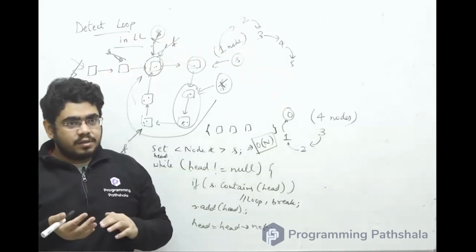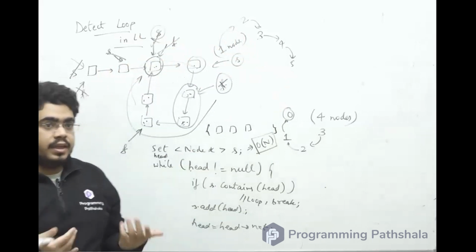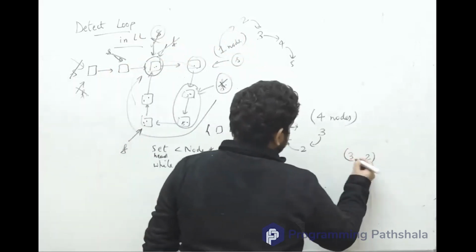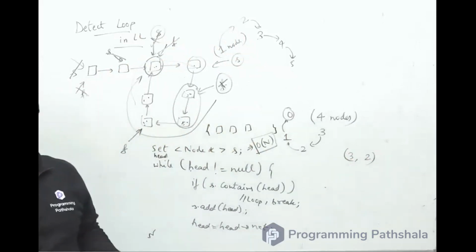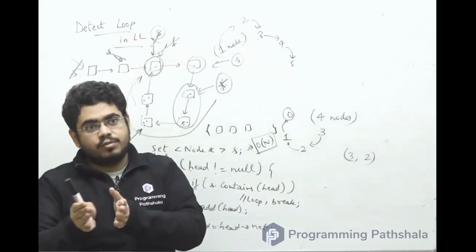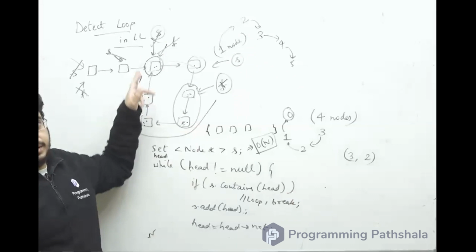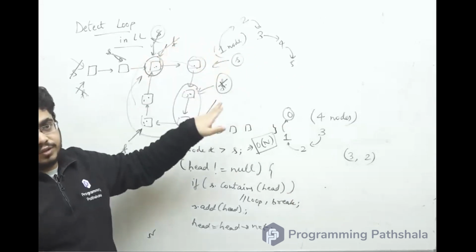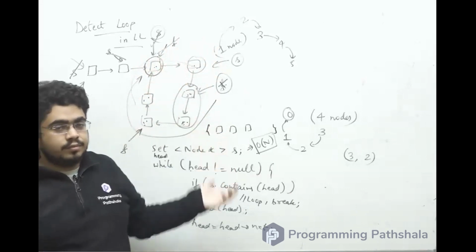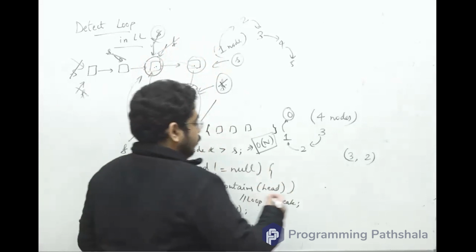So it's not just about one making 2 steps, other making 1 step. Even if one of them was making 3 steps and other was making 2 steps, still they would have met, right? Because the distance will be again closed by 1 unit. If this guy took 3 steps ahead, this guy took just 2 steps ahead, that means still the distance between them will be closing, right? But this cannot be said with 4 and 2.